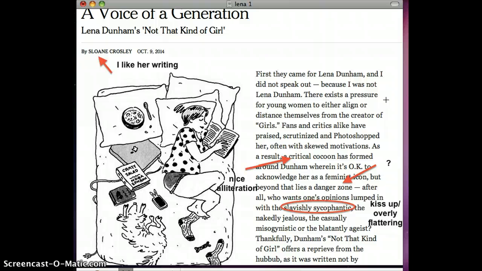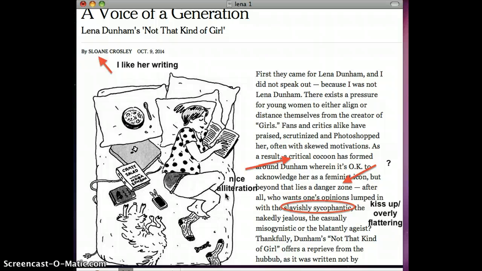So you can hear when I'm reading that out loud, critical cocoon. I see that Crosley has used a literary strategy called alliteration there. So identifying literary strategies is one technique of annotation. Usually when an author uses a literary technique, it means that they want a certain part to stand out to you.